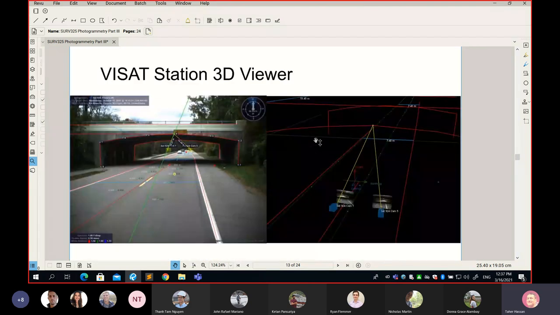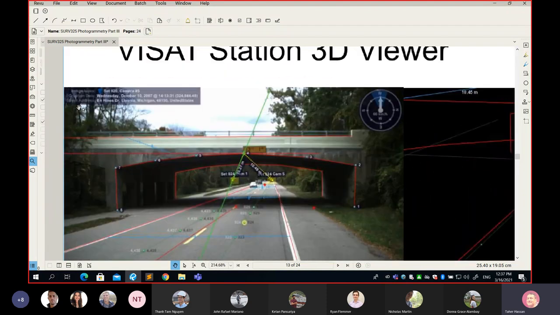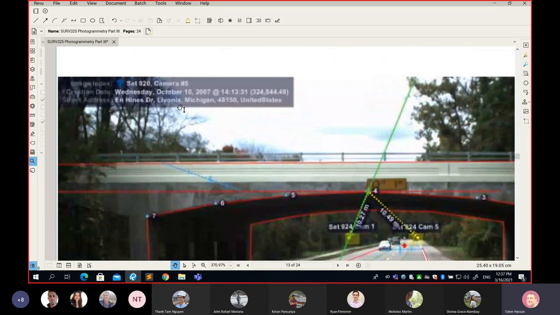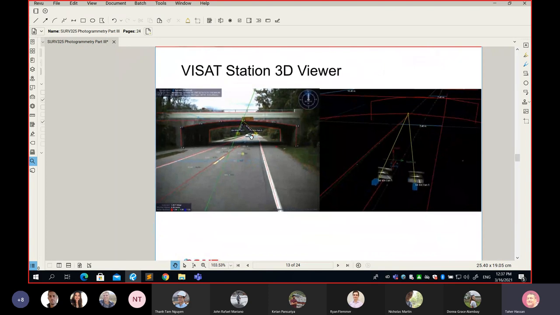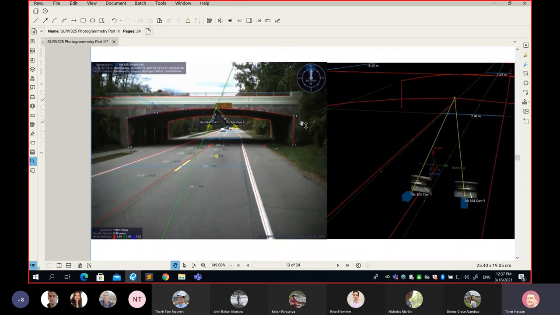Now, for example, I am driving my car on the street and I capture these images. Again, if you zoom in here, do you see what's here? It tells you the location and the date it was taken. When you look at this image, you can see there is a bridge. Can we measure the clearance of the bridge? Can we do mapping of the bridge?